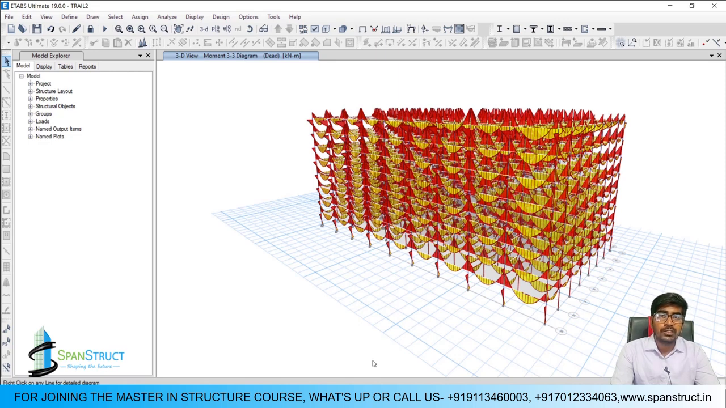We also have one more classification of columns, based on the loading. On the basis of loading, we can classify columns as axial columns, biaxial columns, or uniaxial columns. And based on the slenderness effect, we have shorter columns and longer columns. Today we are going to learn about the major classification that is based on loading.